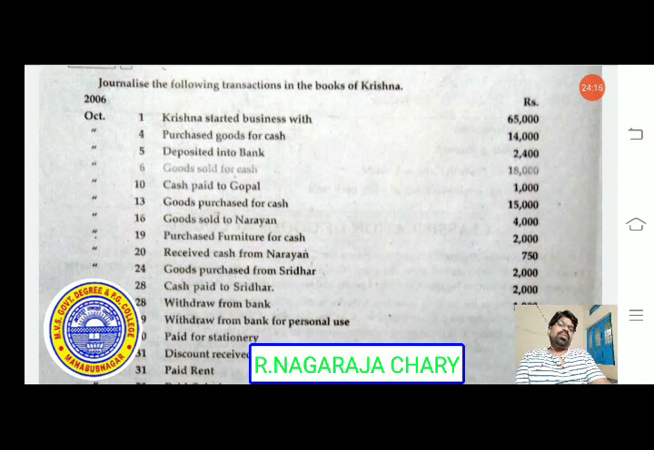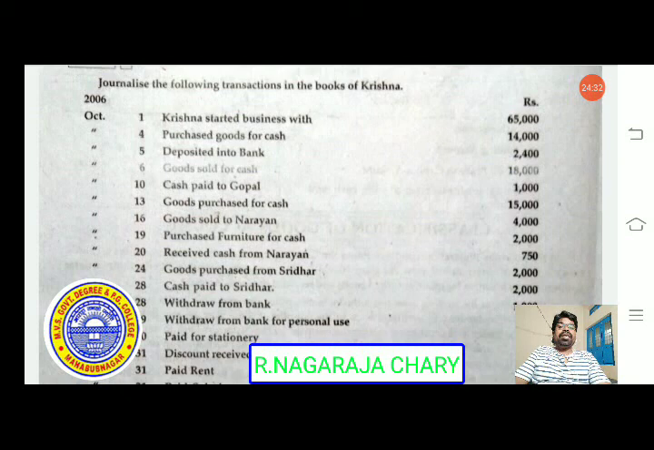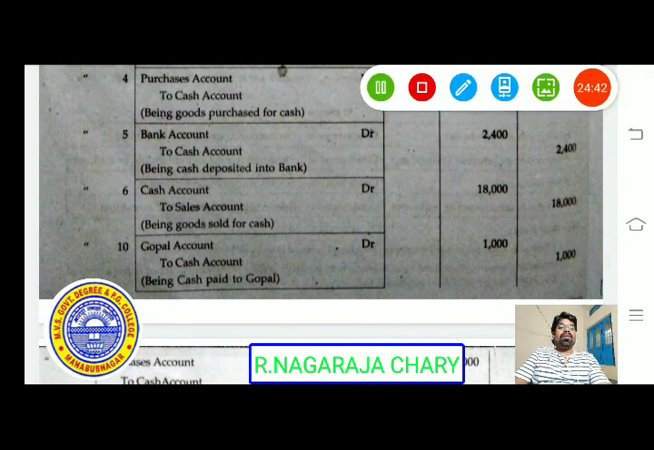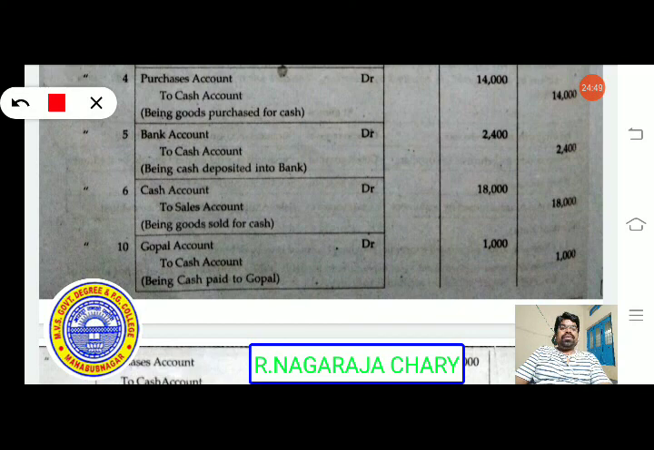Next we see on the 5th date, what happened: deposited into bank. What we deposit in the bank is cash. Here bank is a person, because it is a firm name or person name. Whatever is indicated by a name comes under personal accounts. So, here we see cash account, bank account.